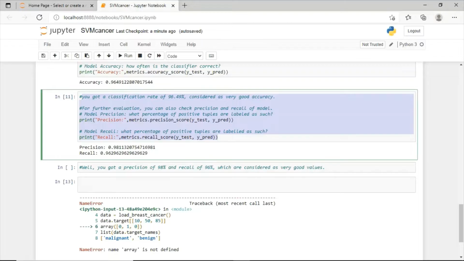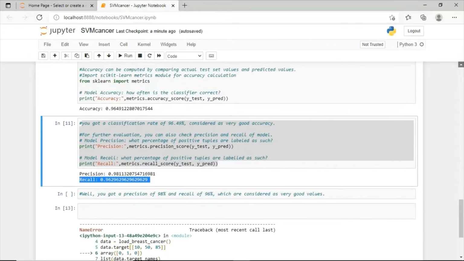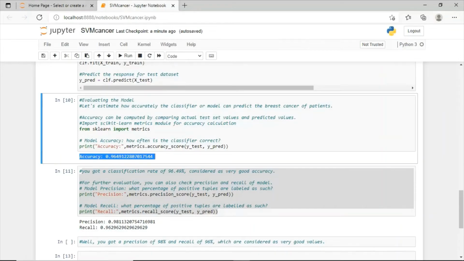It is considered very good accuracy, but for further evaluation, you can also check the precision and recall of the model. This is the model's precision. Now we have to understand these two factors: what is the precision of the model and what do you mean by the recall of the model? But here my point is, before explaining this, try to understand that finding the accuracy of your prediction is not the only thing used for judging proper classification.